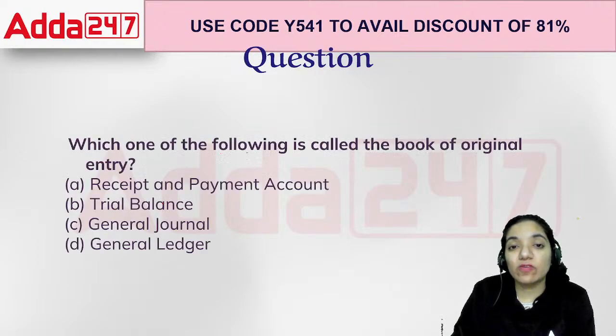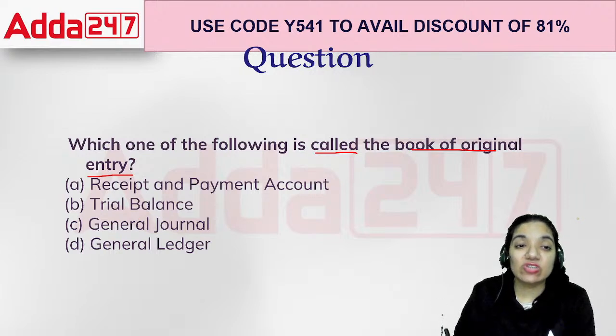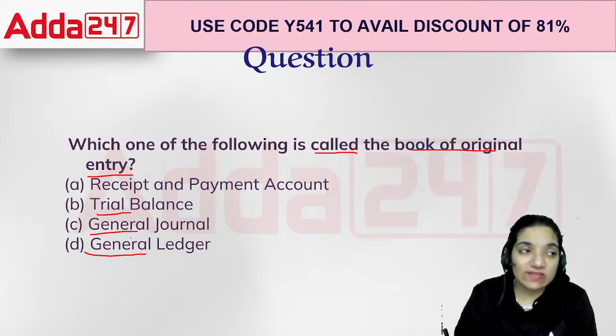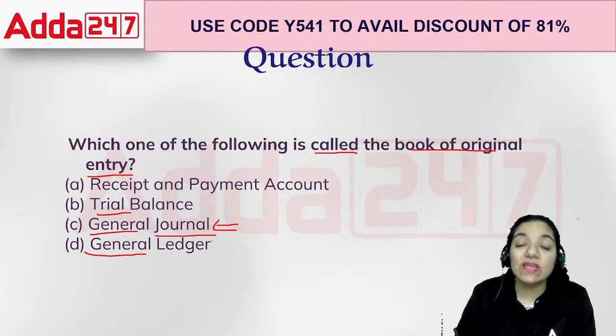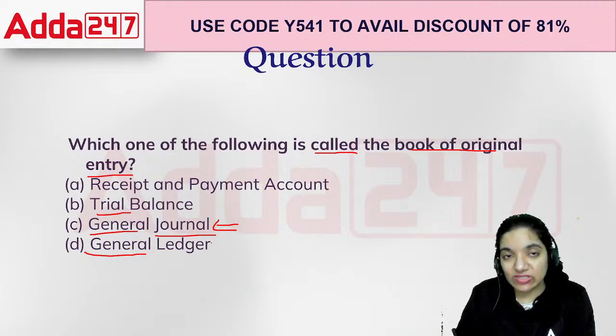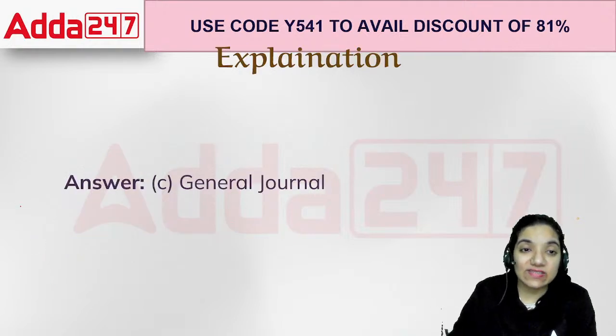Now, which of the following is called the book of original entry? As soon as something happens, the things are noted directly into it. Receipt and payment, trial balance, general journal, or general ledger. As we go through the classes that we have done, you have studied something called the general journal. It starts with the identification of the transactions in terms of money. We'll measure them and then record each and every transaction individually. That is how we define the term general journal. So the correct answer is C.